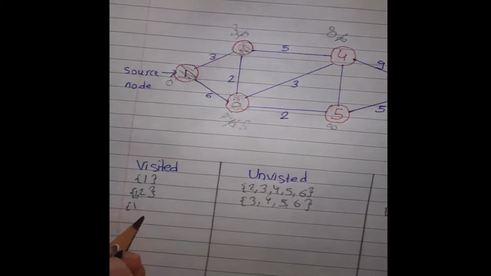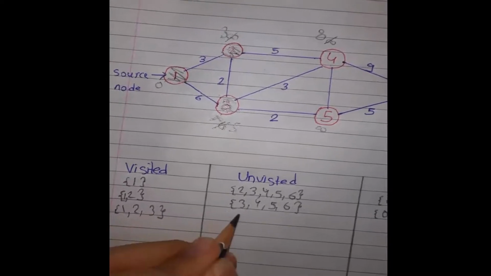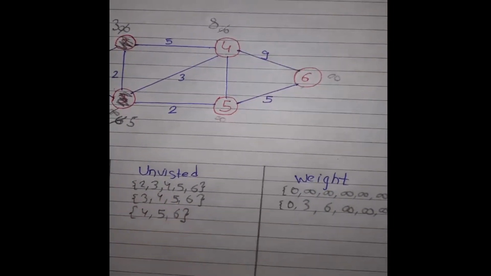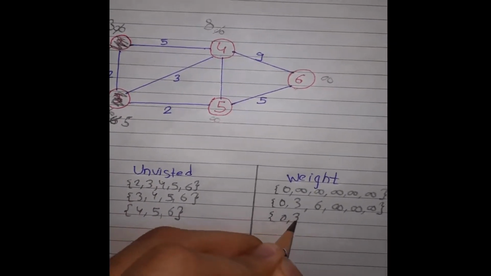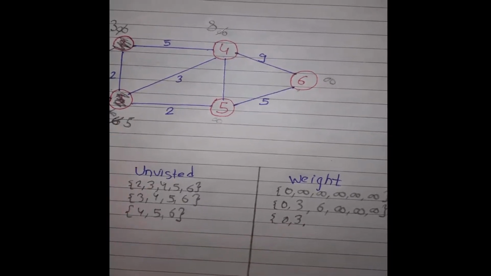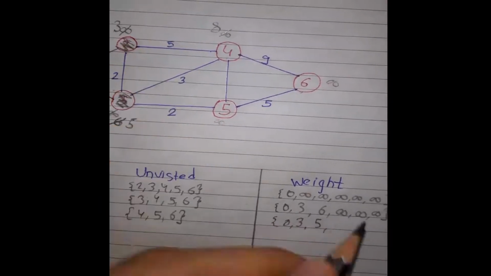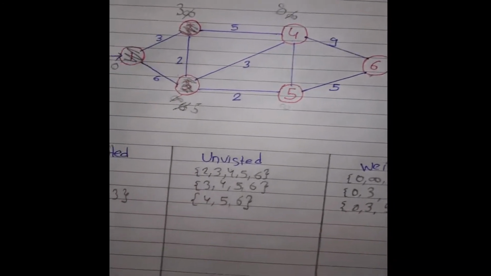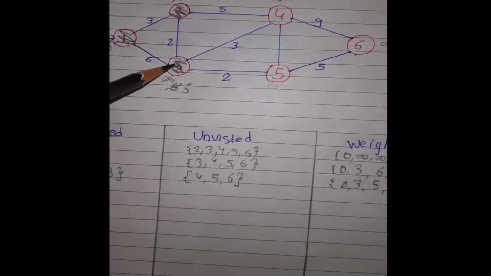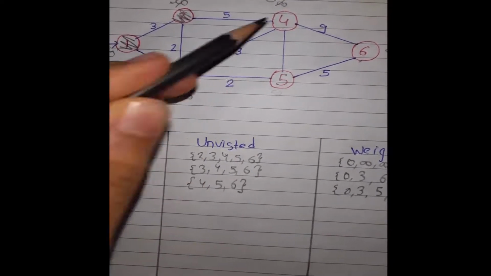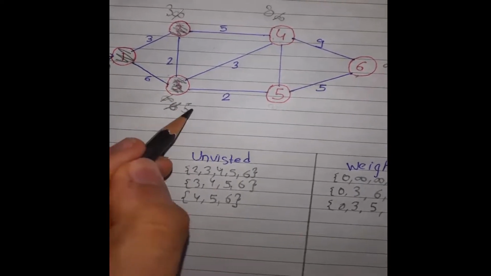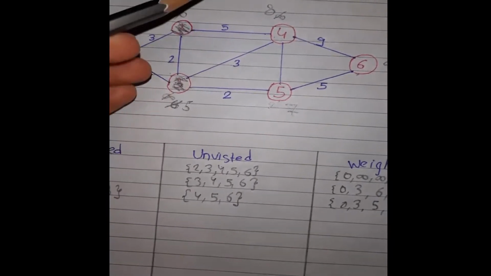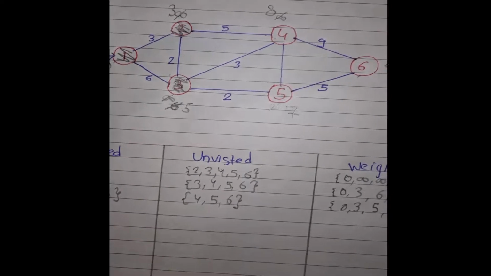So 1, 2 and 3 are visited. Remaining are 4, 5 and 6. So weights are 0, 3. Now we updated this, so I changed 6 to 5. Infinity, this is 8, and 5 and 6 are 8 only. So now we are at 3. Now I am moving to this and this. So here you can see 5 plus 2 is 7. I am updating this. And again 8 plus 3, which is obviously greater than 8. So I am not going to update this.